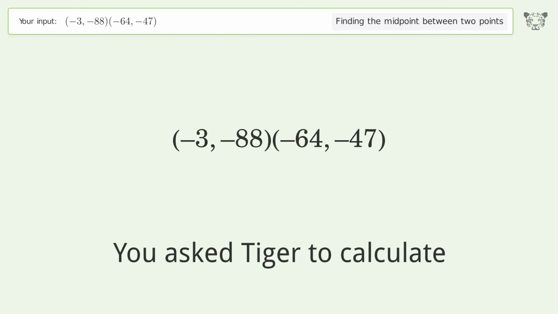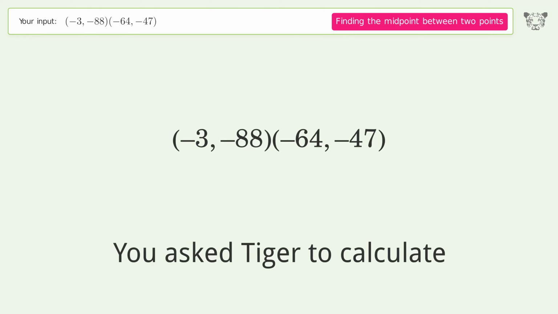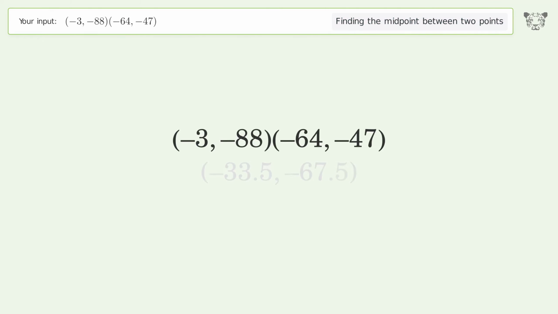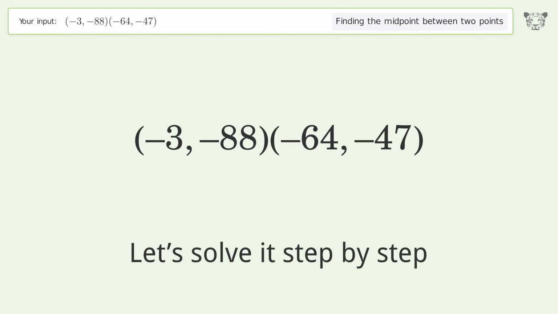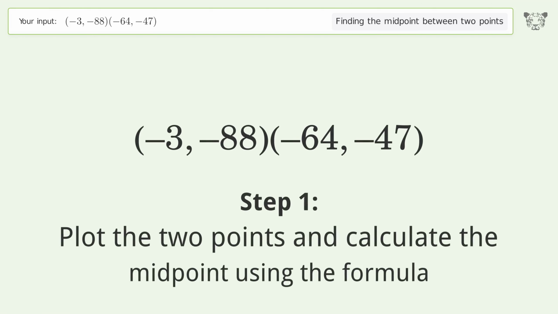You ask Tiger to calculate. This deals with finding the midpoint between 2 points. The midpoint between the 2 points is -33.5, -67.5. Let's solve it step by step. Plot the 2 points and calculate the midpoint using the formula.